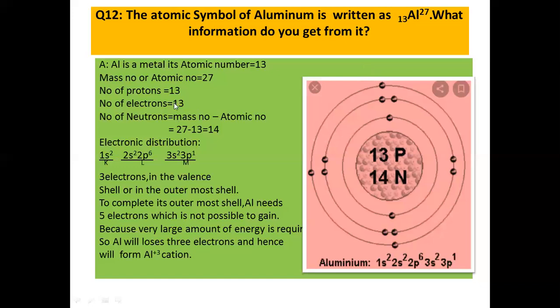Okay, got it? Number of protons, number of electrons, number of neutrons, electronic distribution, then after electron distribution, ion formation. So about 5 types of information we can get from this symbol of aluminium having atomic number and mass number. If we include the Bohr model, then there are 6.